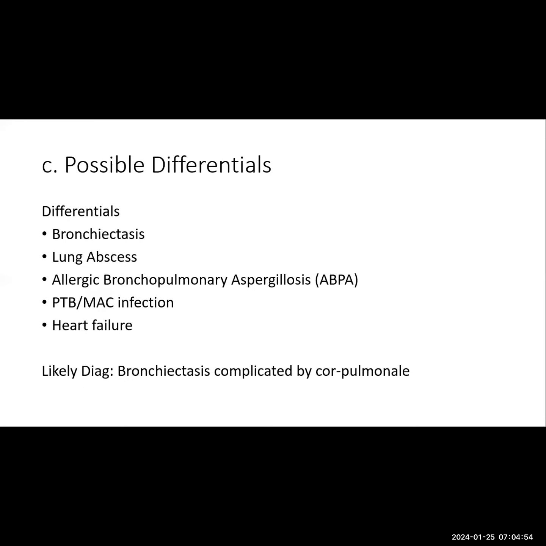So the possible differentials for this patient include bronchiectasis, due to the history that was given. Patient has cough with copious sputum, and also has a past history of severe lung disease and what looks like asthma in the past. Patient can also have a lung abscess, can also be allergic bronchopulmonary aspergillosis. It can also be pulmonary TB with MAC infection. Patient can also have heart failure. So my likely diagnosis is bronchiectasis complicated by cor pulmonale, that is heart failure due to respiratory disease.